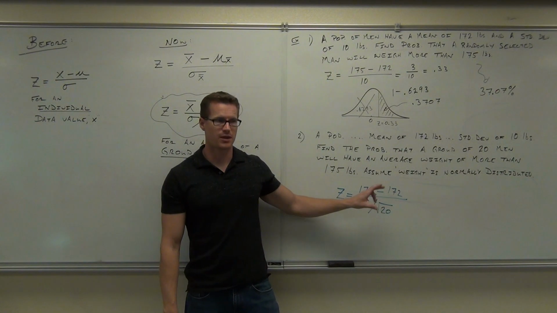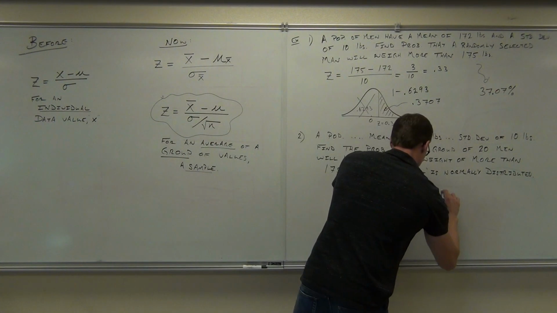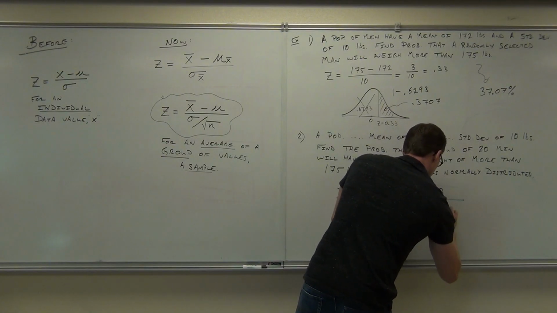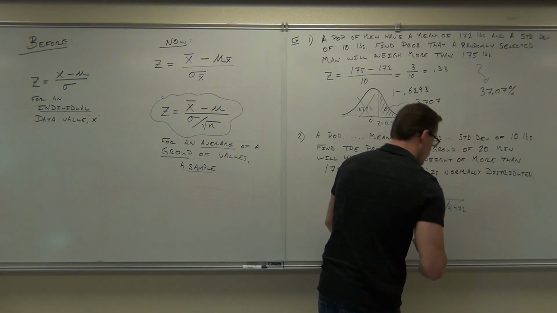4.472. By the way, don't round that if possible. What you're going to get is 3 over 10 divided by 4. What was it again? 472.